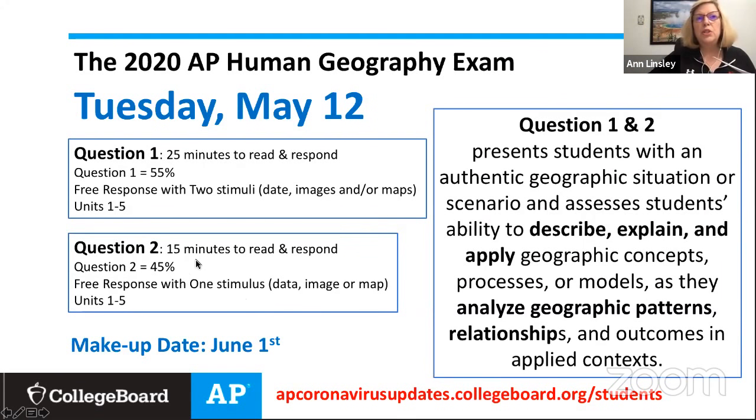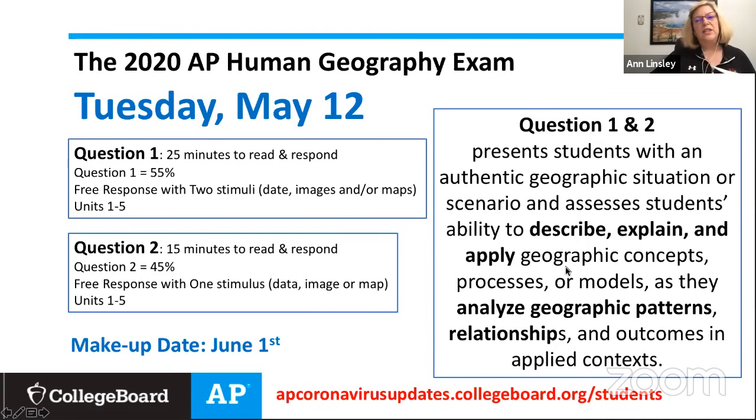So question number 2 is going to be shorter. That's going to be 15 minutes to read and respond. So this is going to have to be done quick. And we're going to be practicing this in the next week. Here you'll have 1 piece of data to work with. And once again, units 1 through 5.